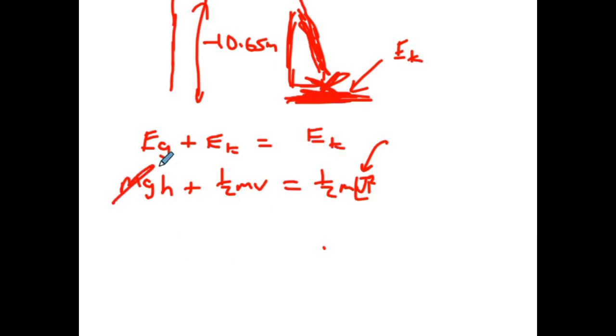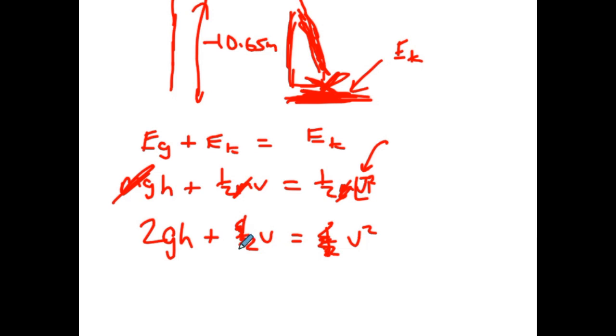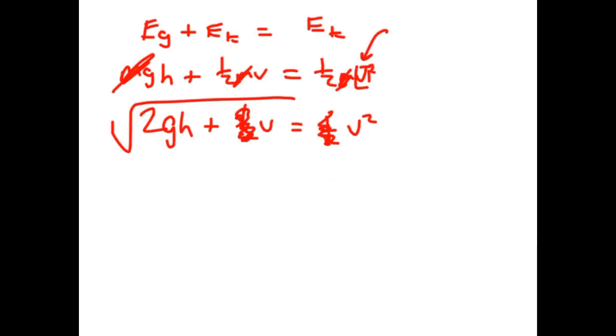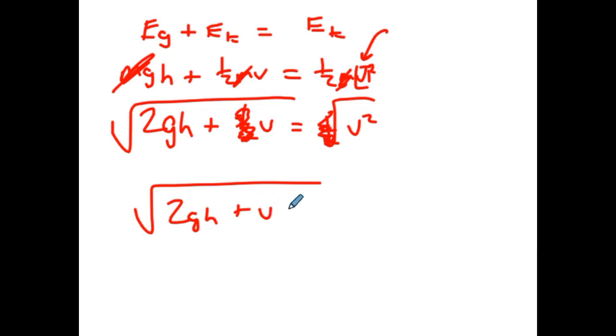Now the cool thing is we can still cancel mass everywhere. That hasn't changed. So I'm going to have a formula of g times h plus 1/2 of v, that'll equal 1/2 of v squared. To solve this, I should times everything by 2, which makes that go away, and I'll square root everything. My formula should be very similar: 2 times gh, add the initial velocity, and that will tell me my final velocity.